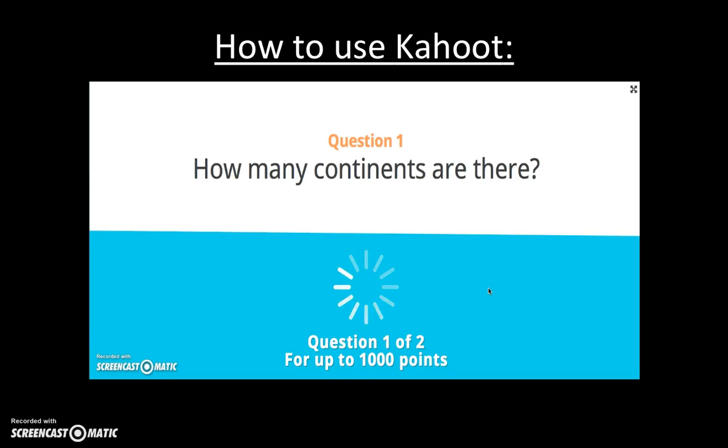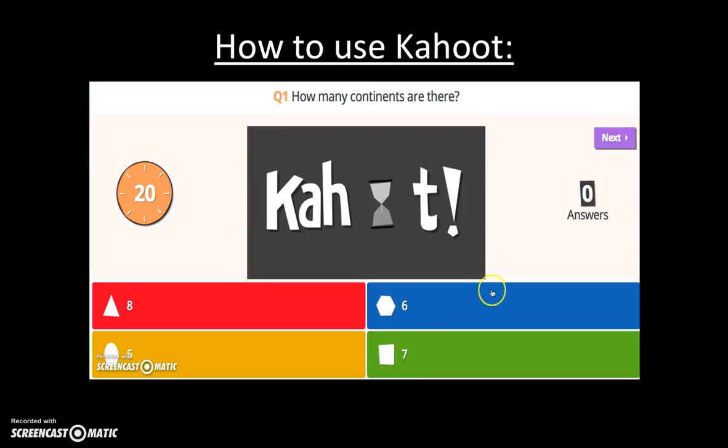So, as you can see, this question is for 1,000 points. Questions at the top, how many consonants are there? This is where my picture would have been. On my screen, I see these exact choices, except I do not see the numbers.